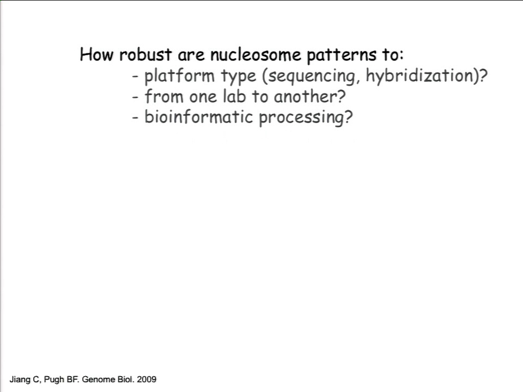Okay, so now there are some practical considerations in this matter. We were concerned when we were first doing this, and a number of groups had come out with maps of nucleosomes: how robust are these patterns that we're seeing across the genome from different types of platforms, the hybridization type platforms and sequencing platforms, from one lab to another, and also in terms of bioinformatic processing of the data to make nucleosomal calls? How similar were all of these?